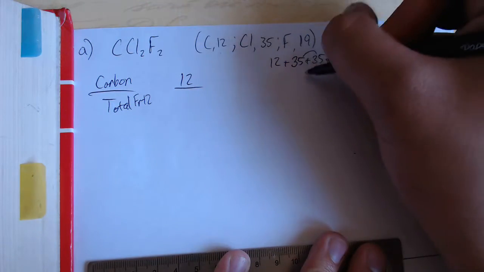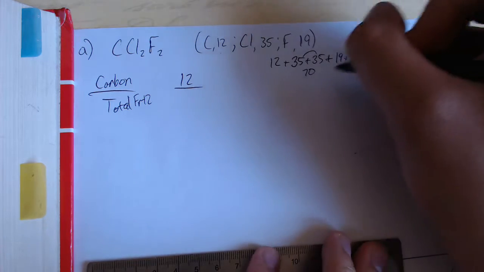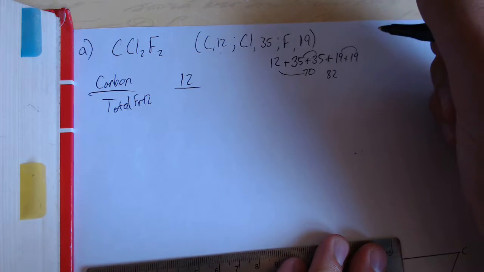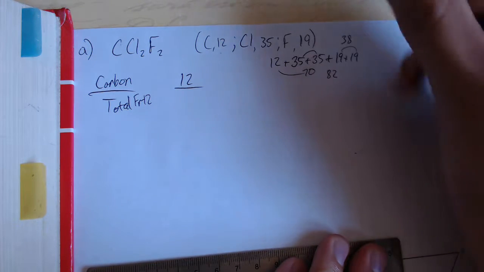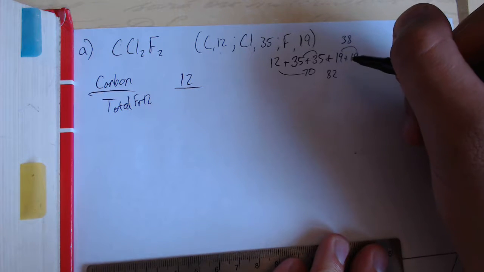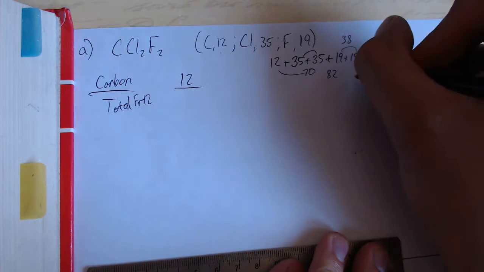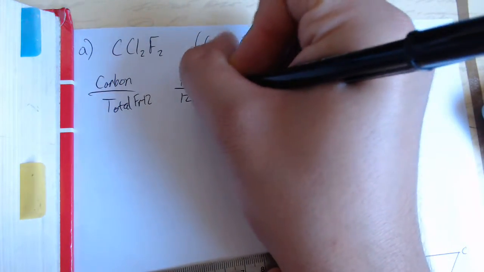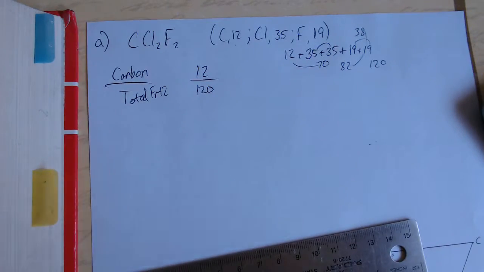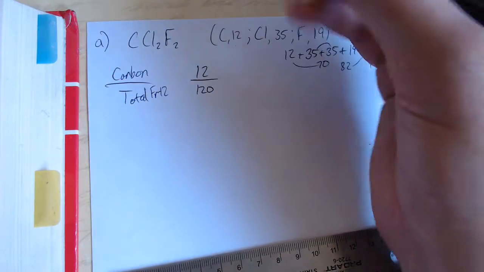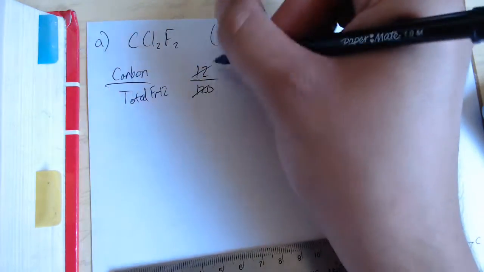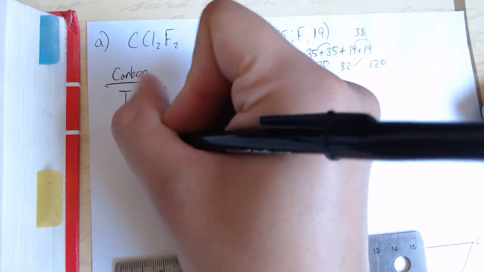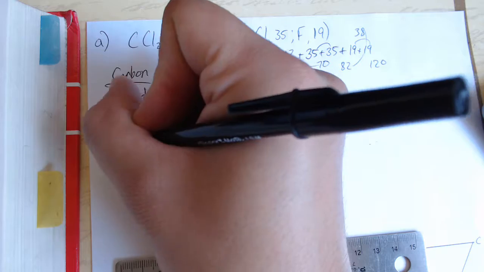So 35 and 35 will give us 70. 70 and 12 gives us 82. 19 plus 19, that's 20, 38. Okay, so 38 plus 82 gives me 120. So those add up to 120. So the total weight of Freon 12 is 120. So the ratio is going to be 12 over 120, or you can also reduce this, and it can just become 1 over 10. So the ratio we're going to be using is 1 over 10, and that's going to be carbon to Freon 12.